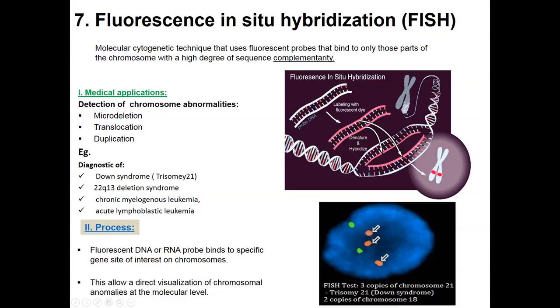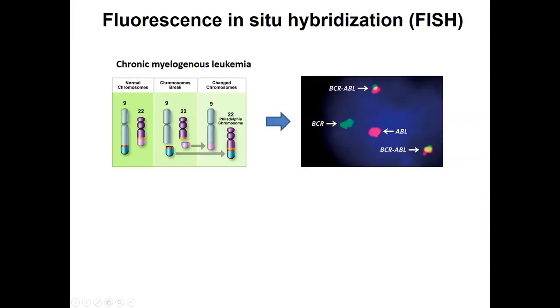Again, it's inside the cell directly or in the tissue. So that's what the name in situ means, okay? And also you can see, for instance, in chronic myelogenous leukemia, in this case, chromosome translocation, you have changes of pieces of the chromosome. For instance, chromosome 9 accepted a piece from chromosome 22 and vice versa.